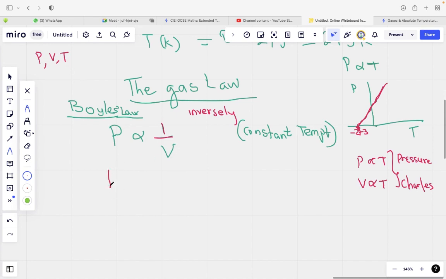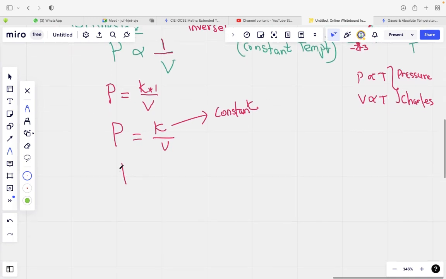Now in variation, if you introduce the equal to, we have to introduce the constant of variation, K. So we have P equal to K times 1 over V, that is P equals K over V. This K is the constant, which represents the constant temperature that has been given as a condition. Now if we cross multiply, we have P times V equal to K, which is constant.